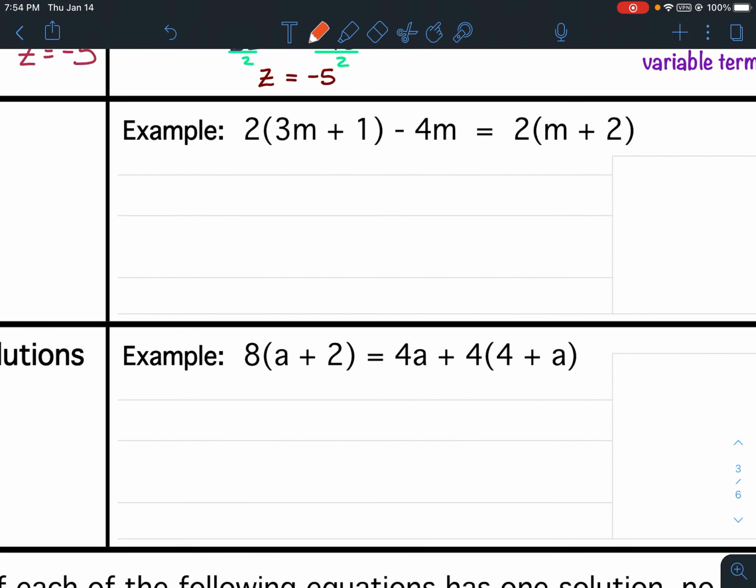All right, I'm going to do the distributive property. So 2 times 3m would give me 6m, and 2 times 1 would get me positive 2. And then I would just bring the negative 4m down. Equal sign. 2 times m would give me 2m, and 2 times 2 would give me positive 4.